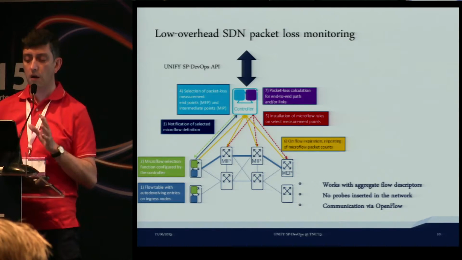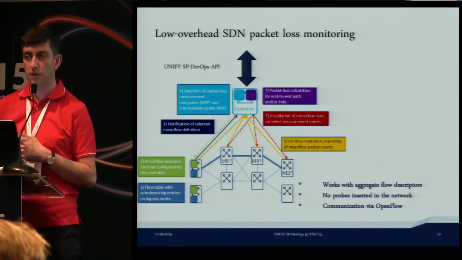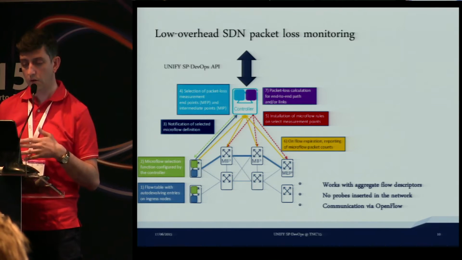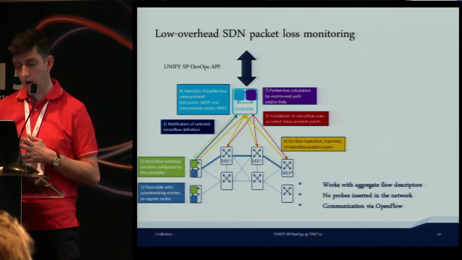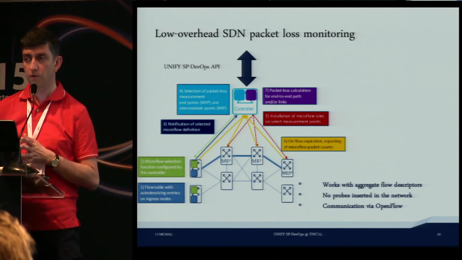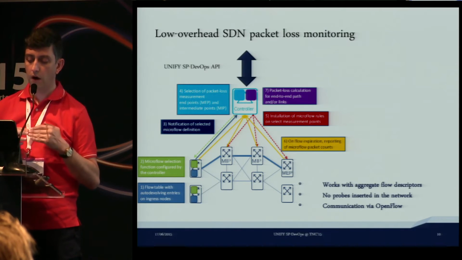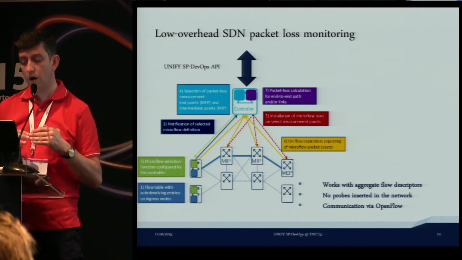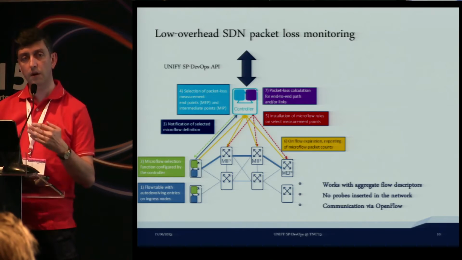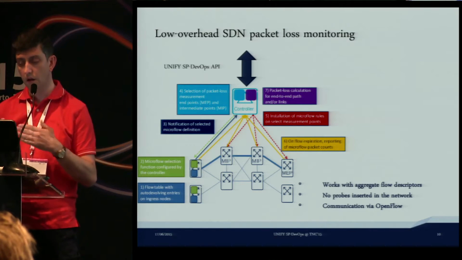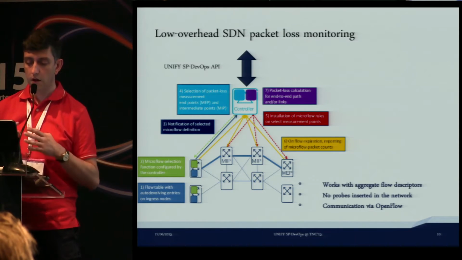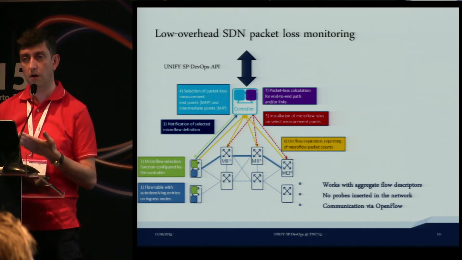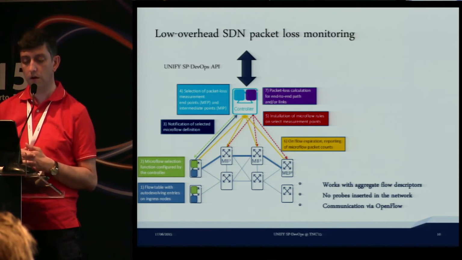Right. So now I will have two examples of tools that are developed in the project. And I will start with an example that I'm working on at Ericsson. One problem with OpenFlow is that when we have aggregate flow descriptors, there are tens, hundreds or thousands of flows that can be hiding behind one of these aggregated flow descriptors. And we would like to be able to estimate how many packets are lost in one of these flows.